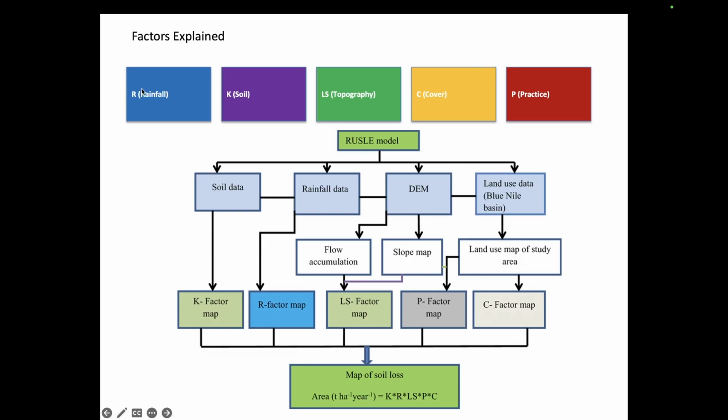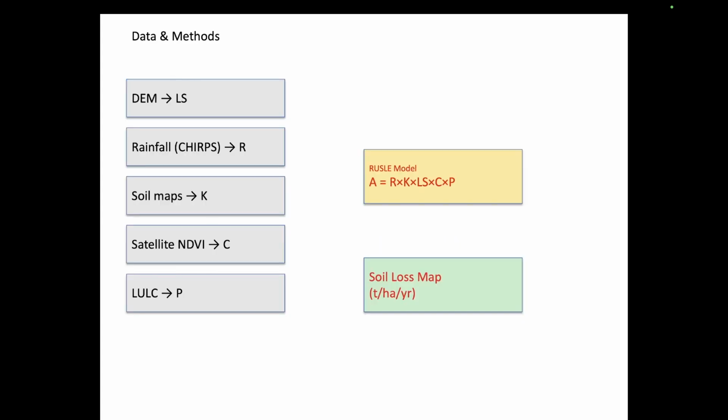This is the flow chart for this work. We need these factors: the R factor comes from the rainfall data set, the K factor comes from the soil data set, the LS factor comes from the topography, C comes from the land use and cover management, and P comes from practice or land use. We collect all the data and then apply the formula. From the DEM we calculate LS, from rainfall we compute R, from the soil map K, satellite data for NDVI we use for C, and land use land cover for P.